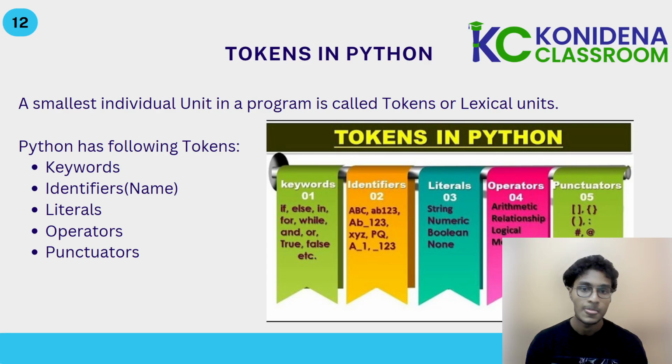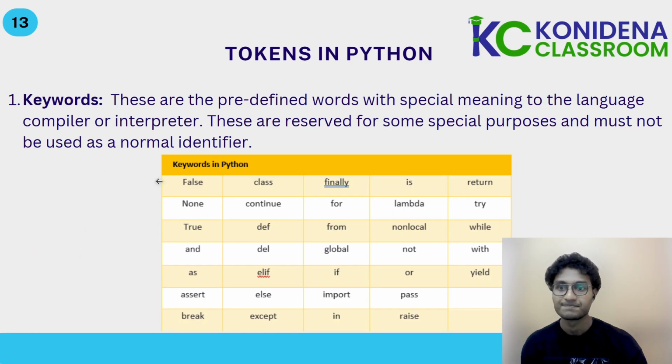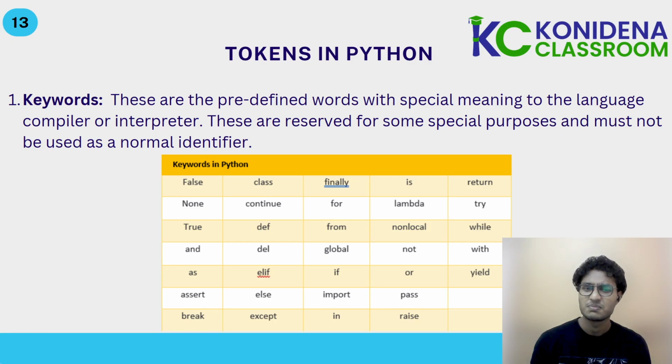concepts. Tokens in Python, the first thing is keywords. Let's get started. So what are keywords, by the way? What actually is a keyword?